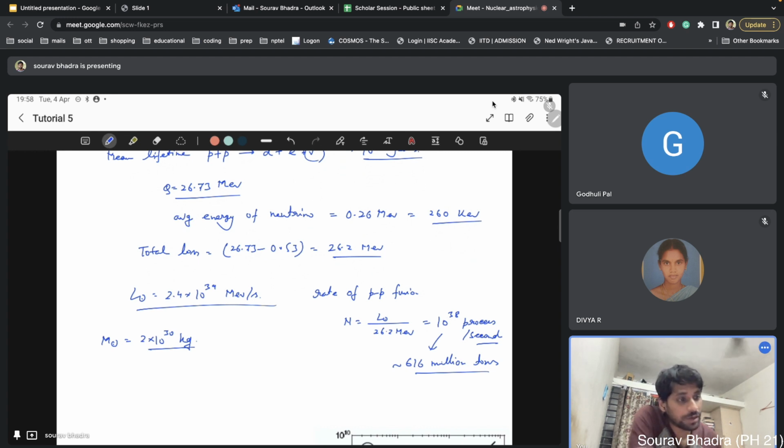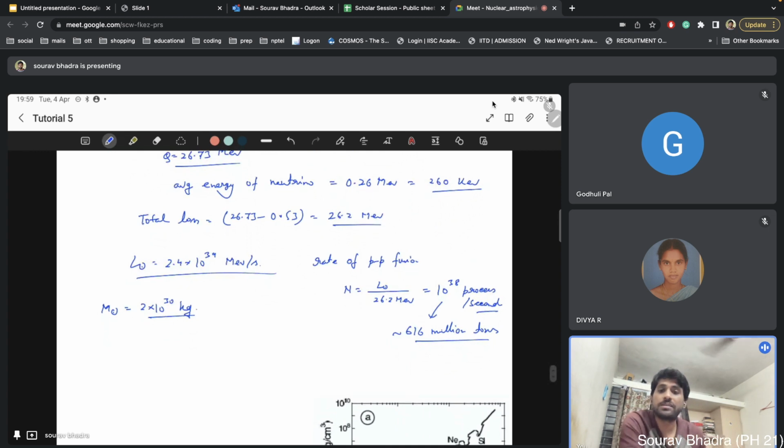Now, if you calculate how much time that reaction will occur, how much time it will take to burn all the mass of the sun, that time will be given by the mass of the sun divided by 616 million tons. You just convert tons to kg, which is given here, and you will find the value, let me write it, 10 to the power 11 here.